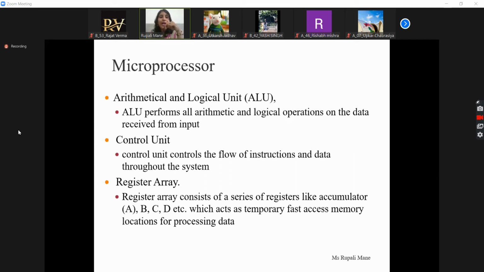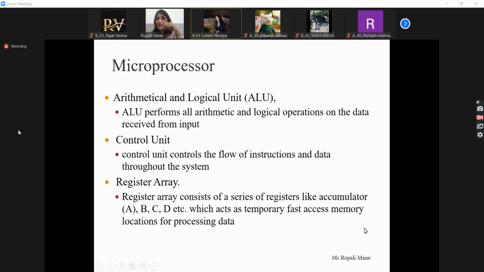Okay, then after that there is a register array. So in the register array, there are various internal registers. Can anyone tell me the function of a register? Yes, to store data. Yes, okay, it stores data.